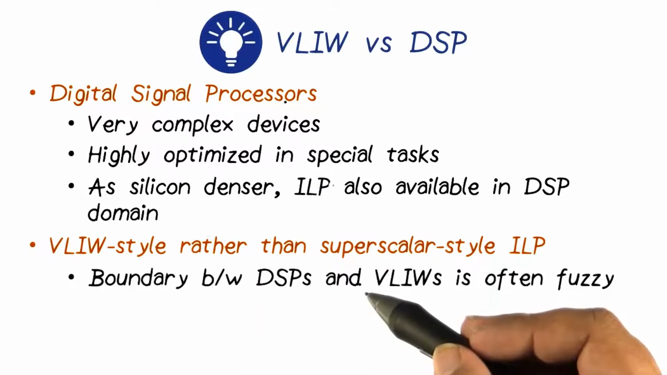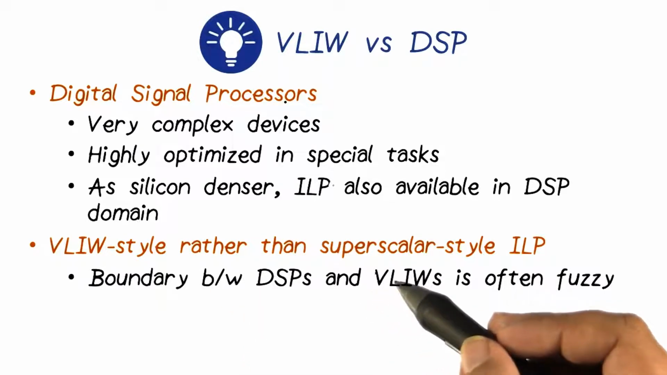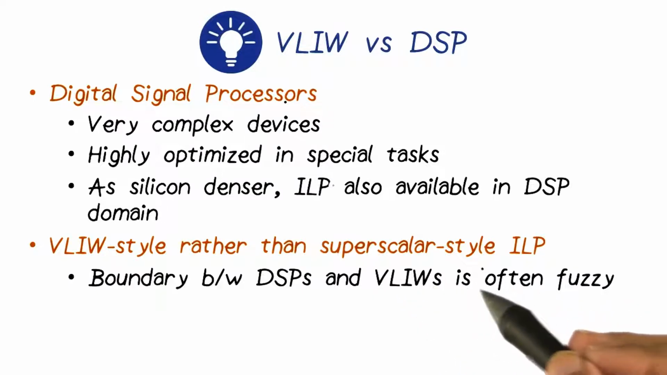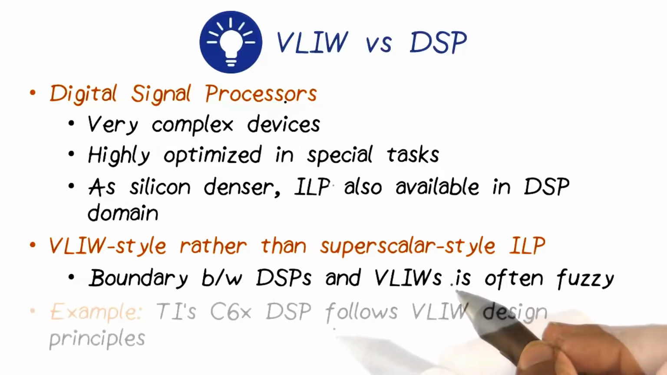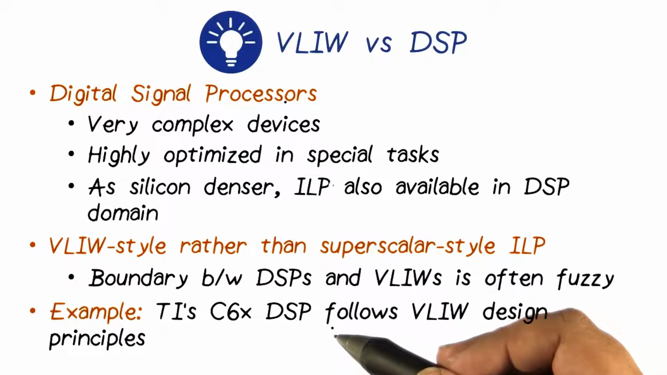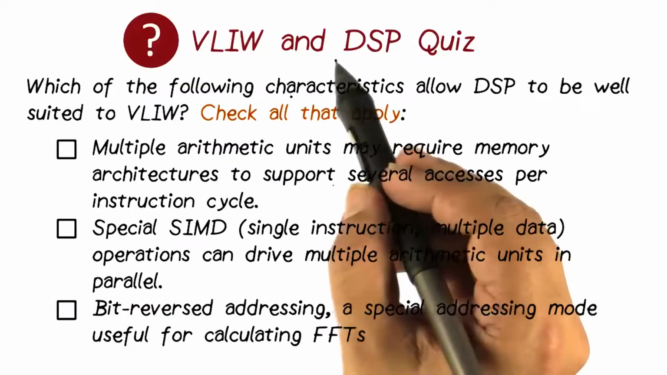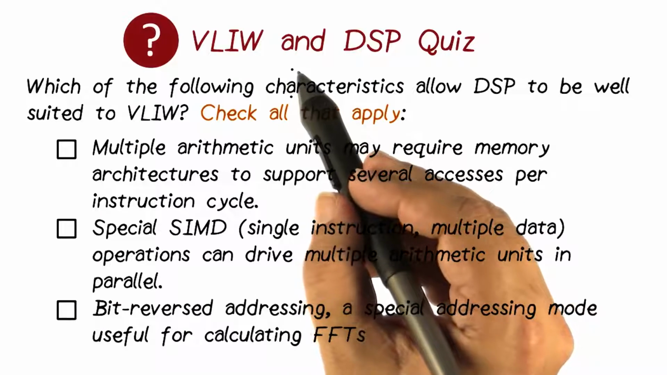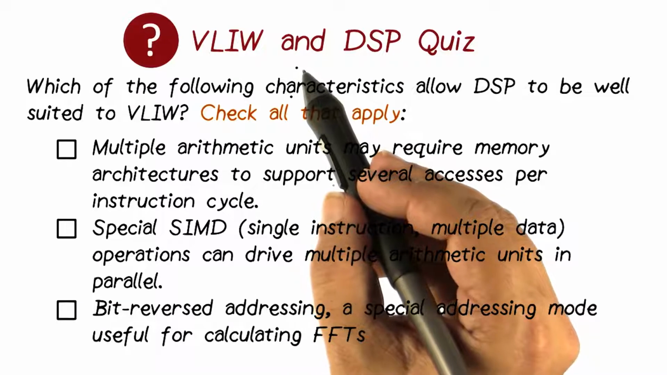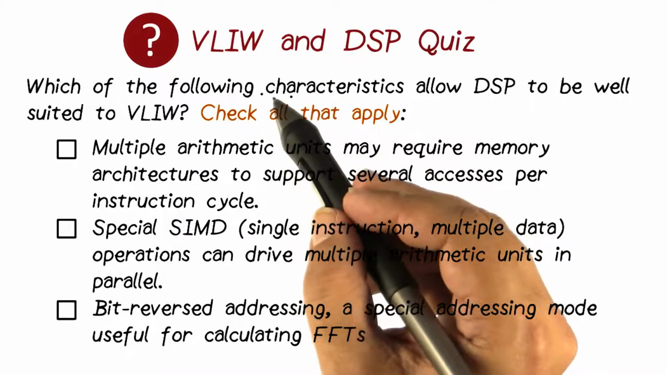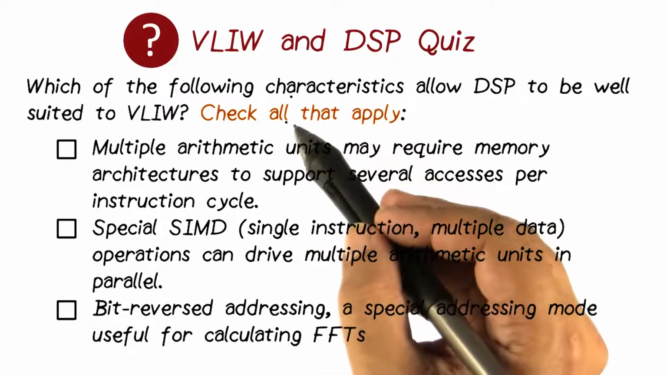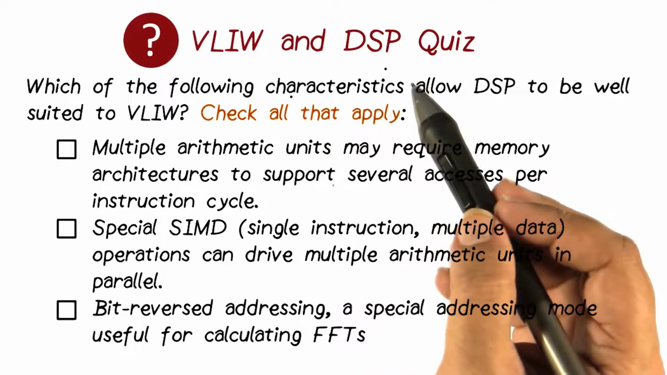So what is the real difference between a digital signal processor and a regular VLIW? Well, the boundary is often fuzzy and the words are sometimes used interchangeably. As I mentioned earlier, many DSPs actually follow a VLIW design principle, for example, the Texas Instruments C6X. There are some aspects of DSPs that can be adapted to VLIW, and then there are some other aspects which are not so obvious, which are unique to DSPs. So let's check all that applies from below to VLIW and DSPs.